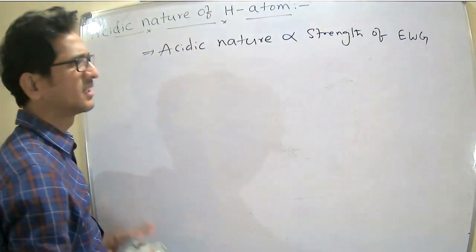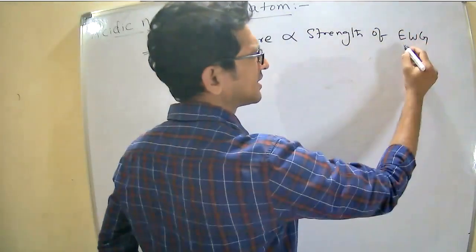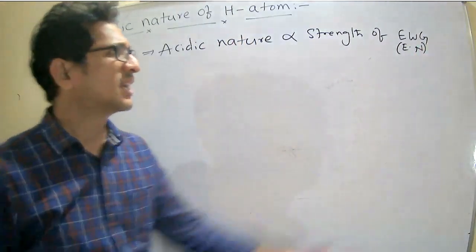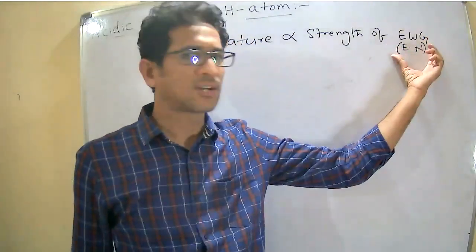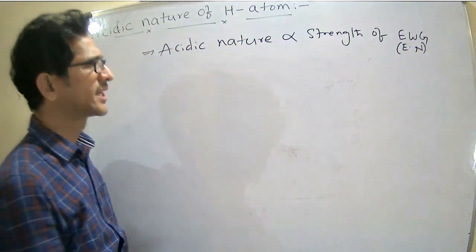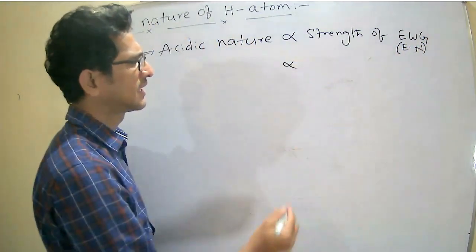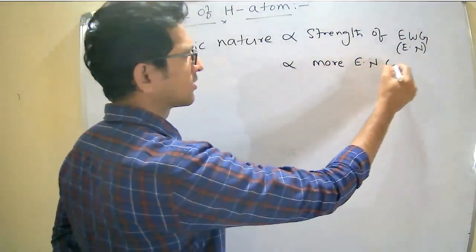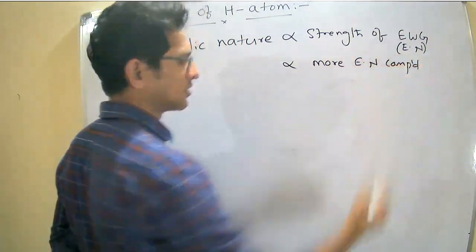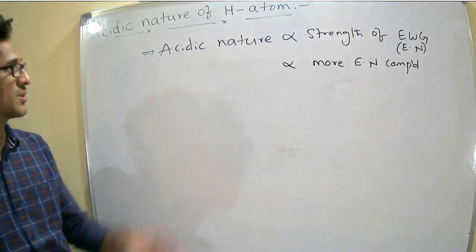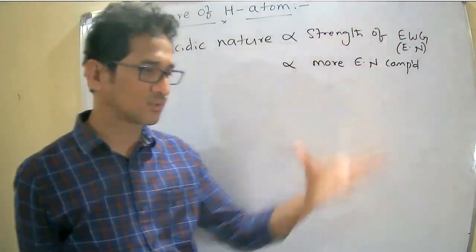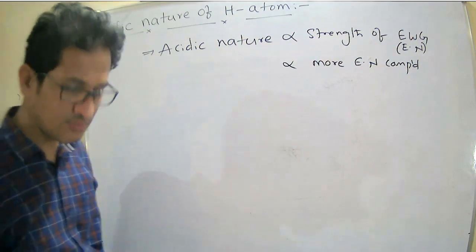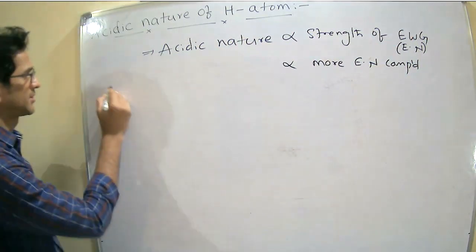So we know that electron withdrawing group is nothing but electronegative species. Electron withdrawing group means electronegative compound. Therefore, I can write acidic nature is directly proportional to more electronegative compound. Acidic nature is directly proportional to these two. Right. I will go with some examples.